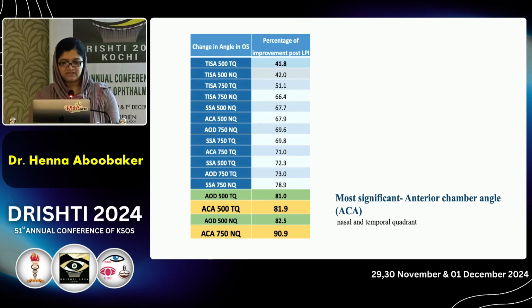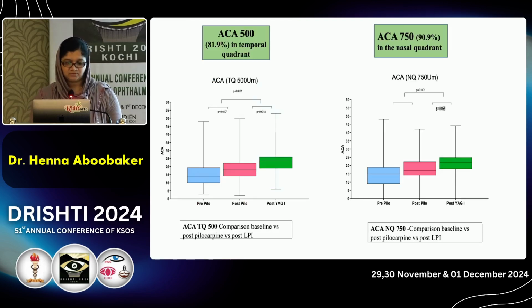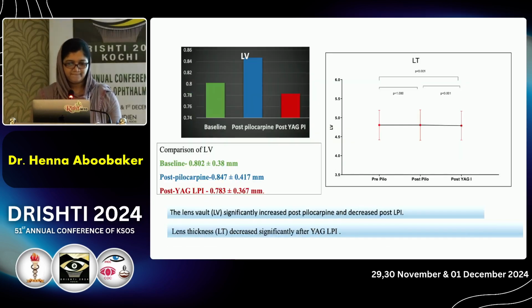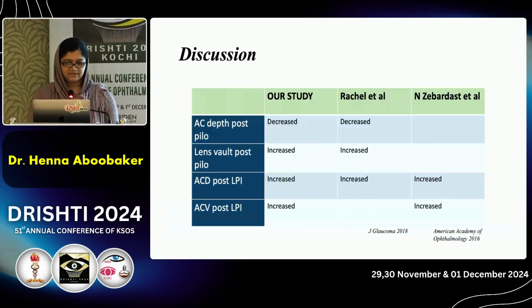The most significant angle improvement was seen with anterior chamber angle in the nasal and temporal quadrants, which was followed by angle opening distance. The same is shown in this box and whisker plot of anterior chamber angle widening. There was progressive widening post pilocarpine and post laser. And this slide shows that pilocarpine reduced the mean AC depth and volume, while laser increased the anterior chamber depth and volume. And lens vault significantly increased post pilocarpine and decreased post LPI.